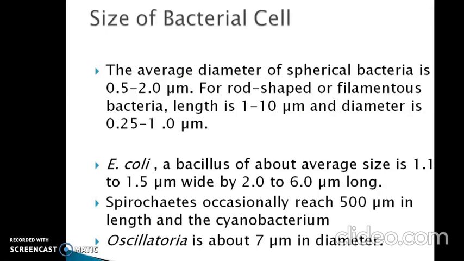Let's see the size of bacterial cell. The average diameter of spherical bacteria is 0.5 to 2.0 micrometer. For rod-shaped or filamentous bacteria, the length is 1 to 10 micrometer and diameter is 0.25 to 1 micrometer. E. coli, a bacillus of about average size, is 1.1 to 1.5 micrometer wide by 2 to 6 micrometer long. Spirochetes occasionally reach 500 micrometer in length, and the cyanobacterium Oscillatoria is about 7 micrometer in diameter.